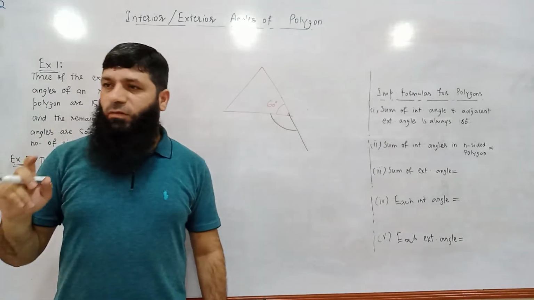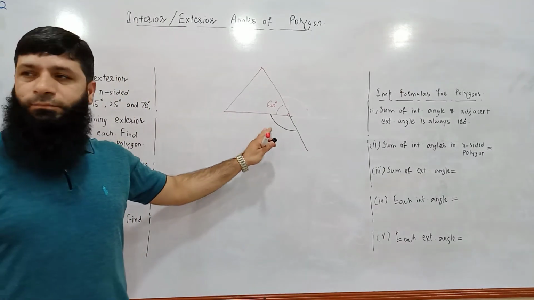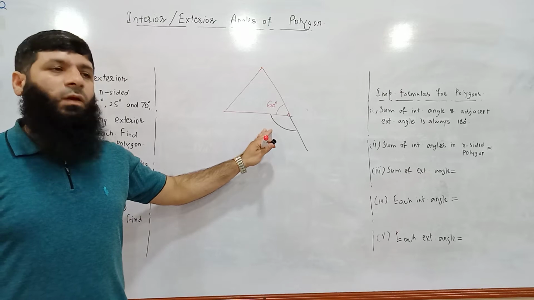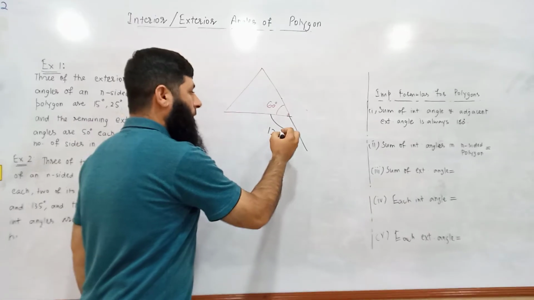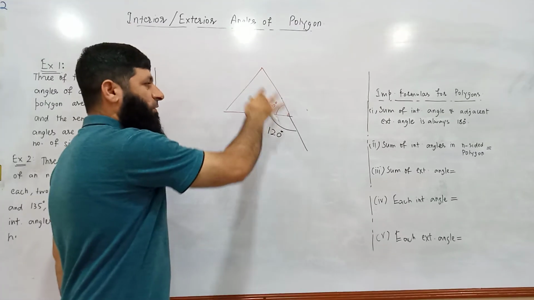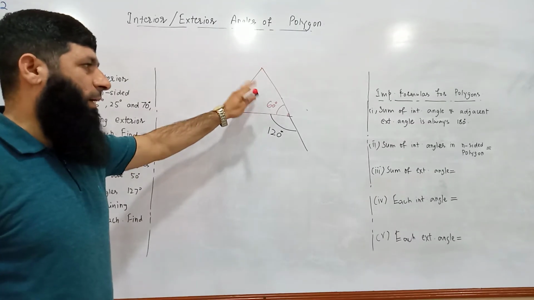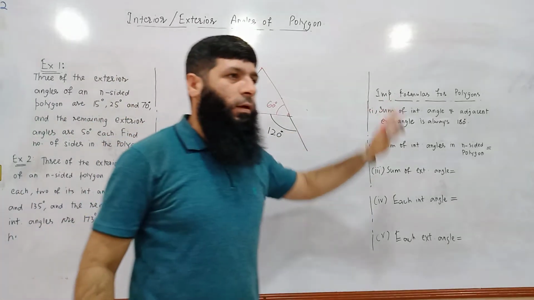What is the value of this exterior angle? 180 minus 60. Exactly, 180 minus 60. So this will give you 120. So we can see that the sum of an interior angle and its adjacent exterior angle is always 180.